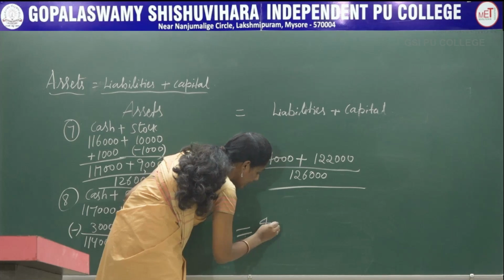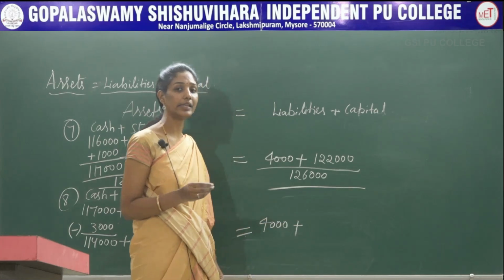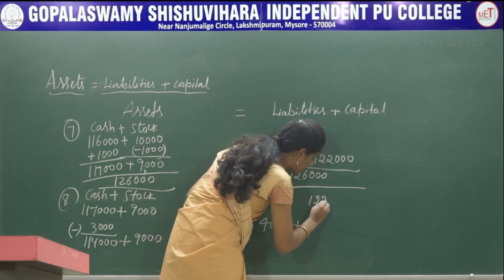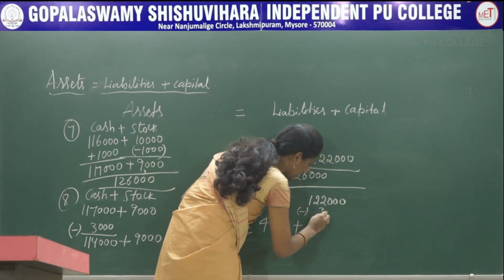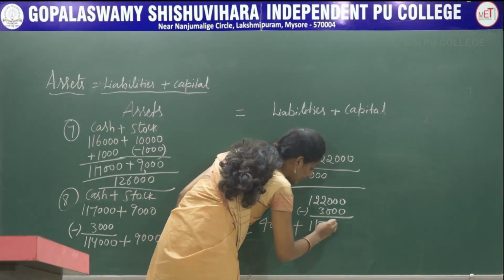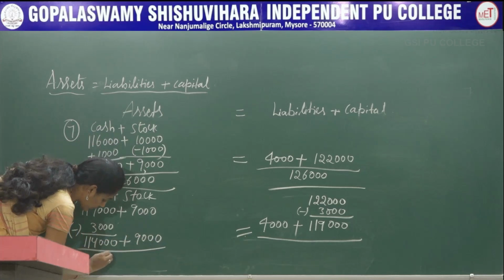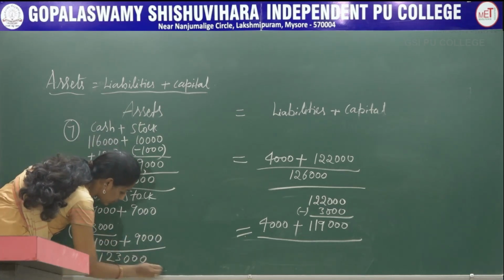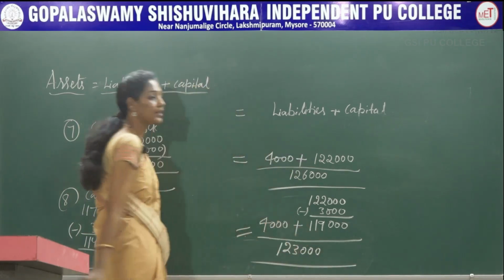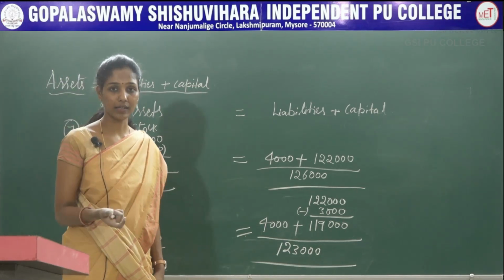On the other side, the liability amount is 4,000. As I told you in the beginning, if any expenses incurred by the business, it must be deducted from the capital balance. 1,22,000 minus 3,000 wages paid, you will get 1,19,000. So now add both the assets together. 1,14,000 plus 9,000, you will get 1,23,000. On the other side also 1,23,000. 4,000 plus 1,19,000.